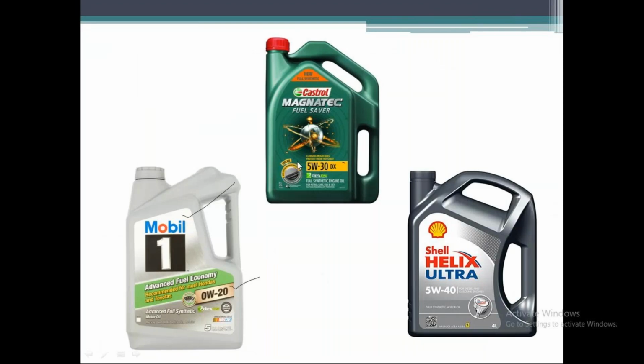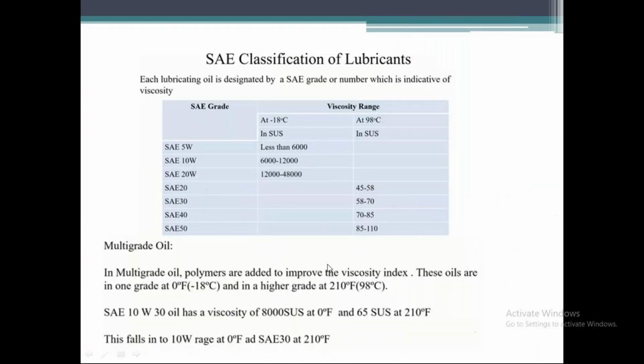Here you can see it is written 5W30, and here on the left it is written 0W20, and on the right, for Shell, it is written 5W40. If you see such things, we can't identify which oil we need to put for our machine or motor vehicle, right? So these are the guidelines for that.